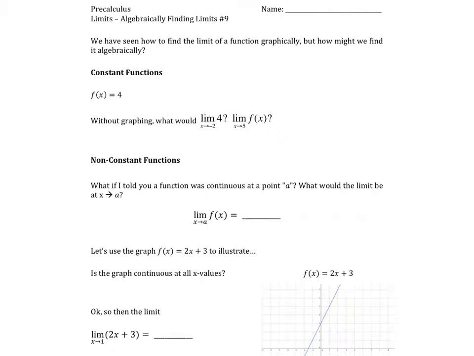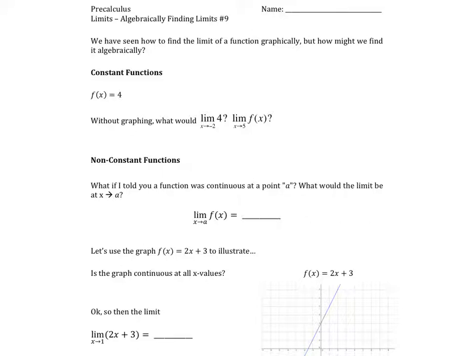All right, guys, we are now going to learn how to find limits algebraically. We spent a lot of time talking about limits graphically, but now I want to take a look at what happens if you don't have a graph. How would you find the limit then? There's really two main types of functions we can look at: constant functions and non-constant functions. Constant functions are super simple, super easy, and we're only going to spend a couple minutes on it.